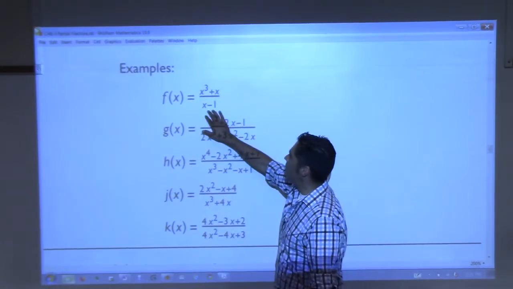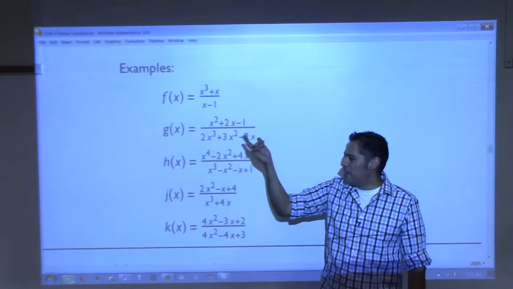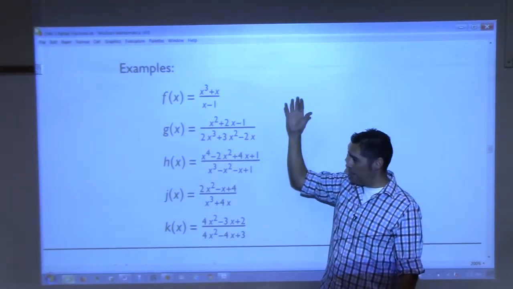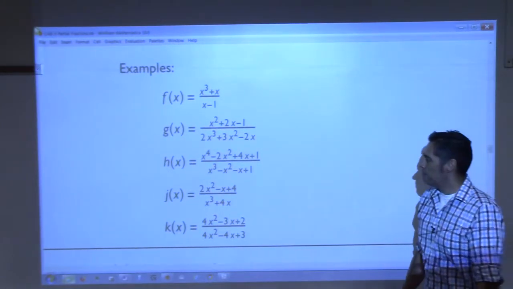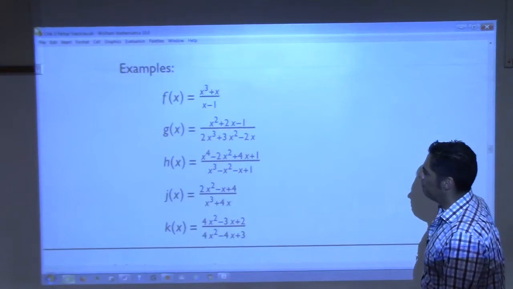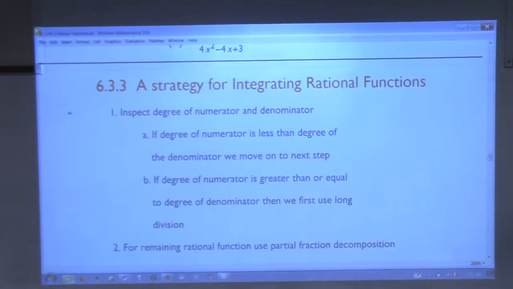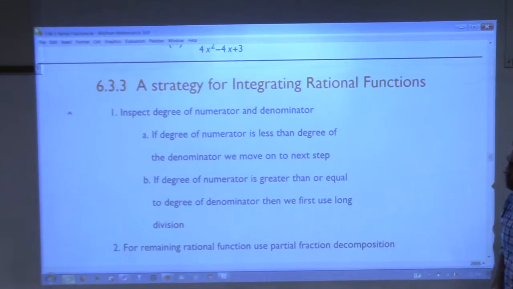This right here is not like constant over linear. It's not like linear over quadratic. It's nothing that we've looked at in the previous 8 examples, and it's nothing we've done before that. So there they are. All right. So how do we go about this? Well, the strategy for integrating rational functions is as follows.